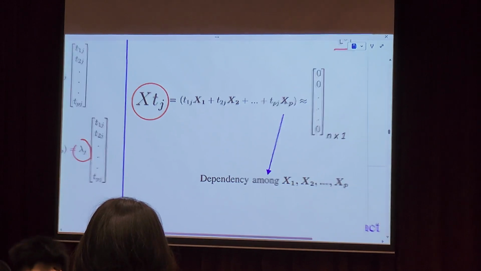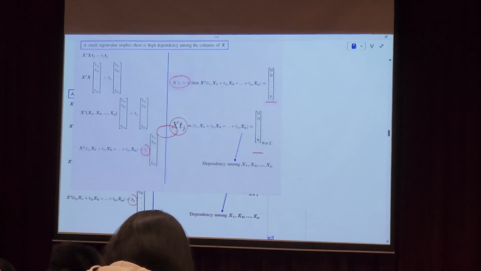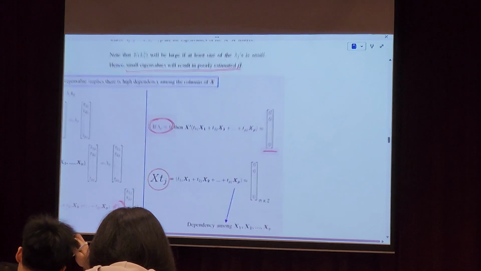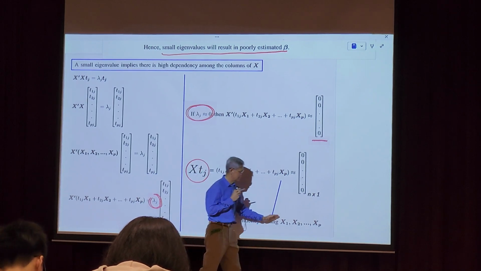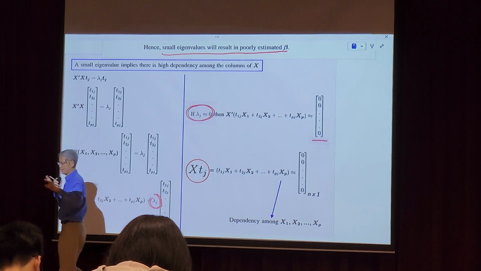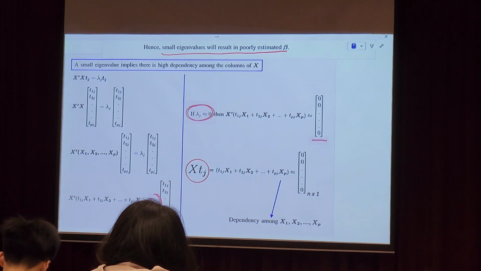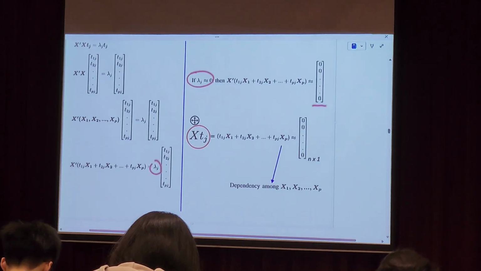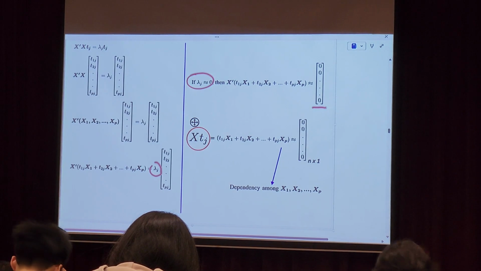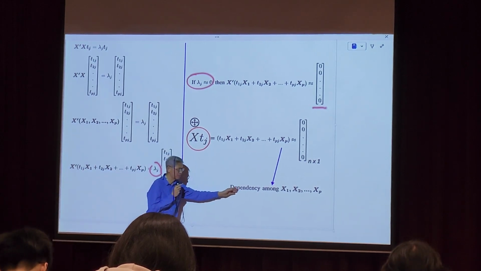So this page shows us that if one of the lambdas is small, then there will be a dependency among these. We are not talking about correlation between two random variables now. We are talking about dependency of these P vectors. So this page is very important in the understanding of multicollinearity. So the conclusion is this. If you have a small lambda j or eigenvalue, that means you will have some dependency among x1, x2 up to xp. The smaller this one is, the greater is the dependency.